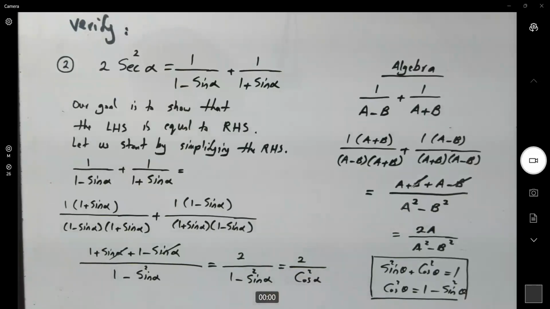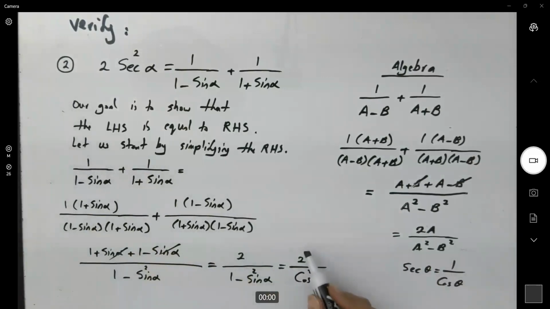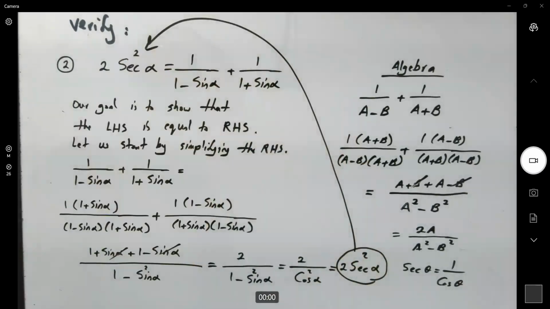Remember that when we talked about sine and cosine, we said that we can easily flip those. We defined secant of theta as 1 over cosine. Very good. So 2 divided by cosine squared is 2 times secant squared of alpha, which is the same as my left-hand side. So we just proved the right-hand side is the same as the left-hand side.